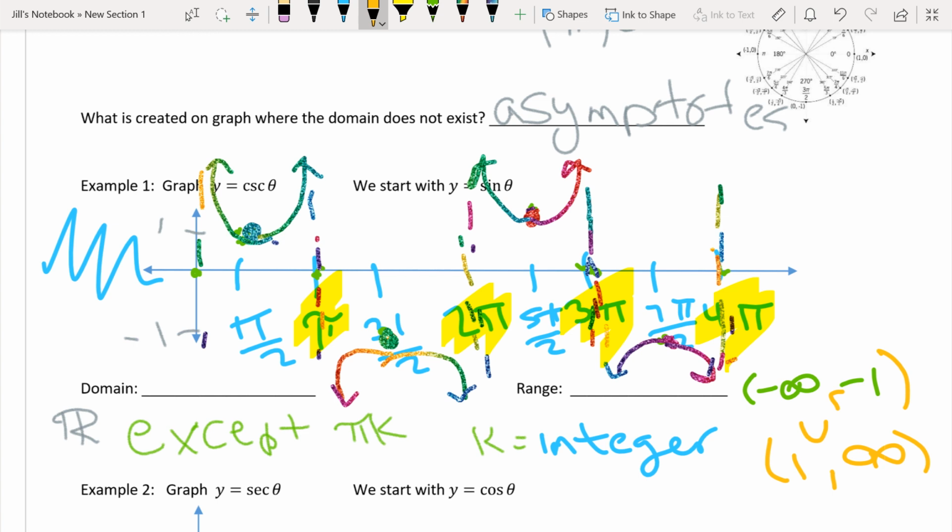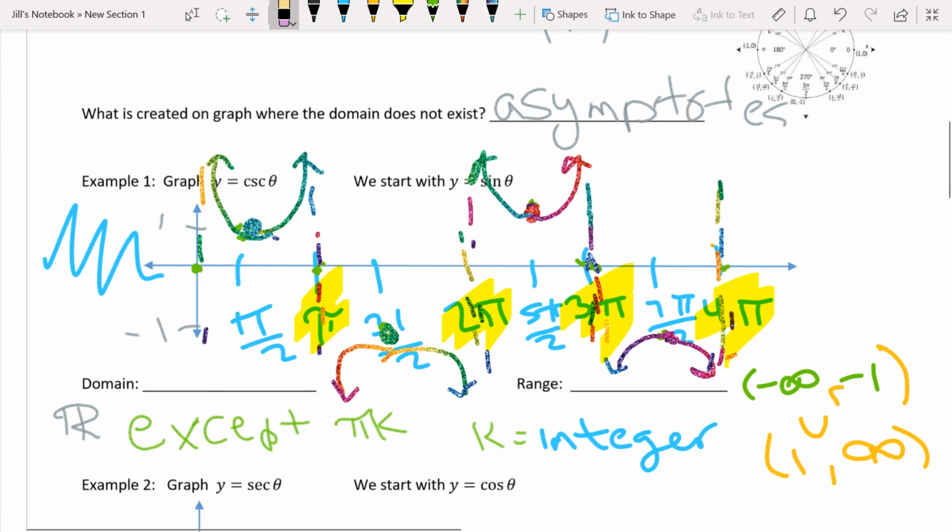So it's just the opposite of the sine. The sine range is between -1 and 1. The cosecant range is from -infinity all the way up to -1 and then 1 to infinity. Okay, I'll try to go a little faster next time.